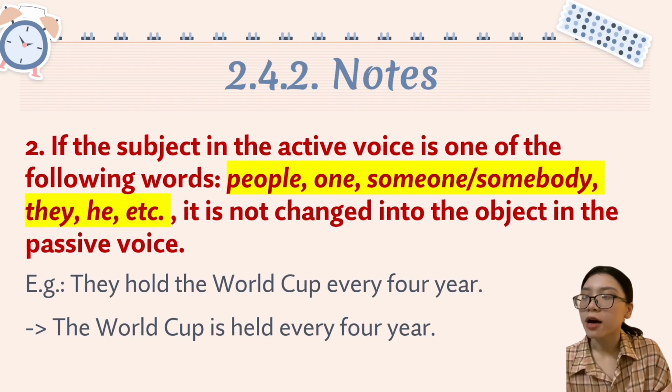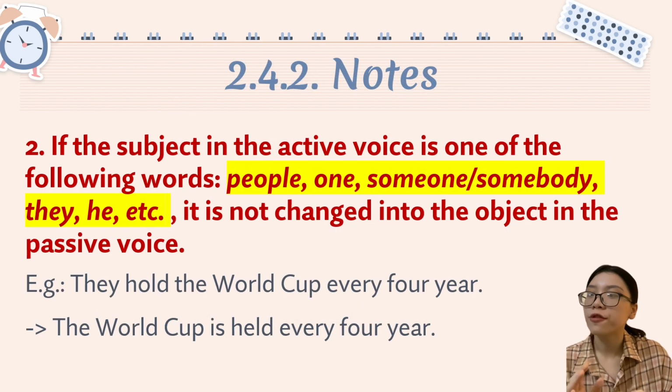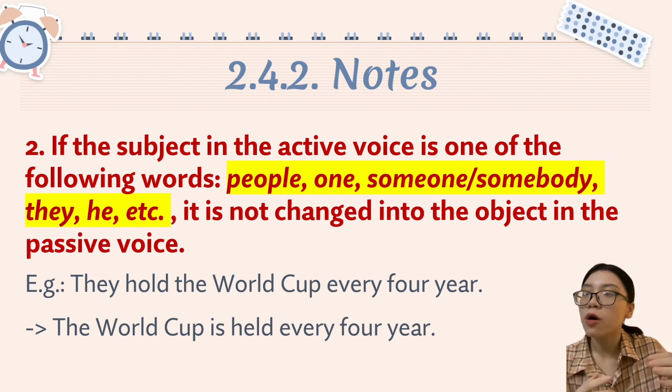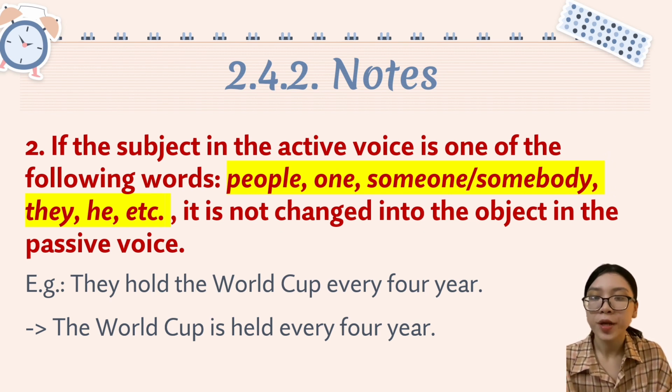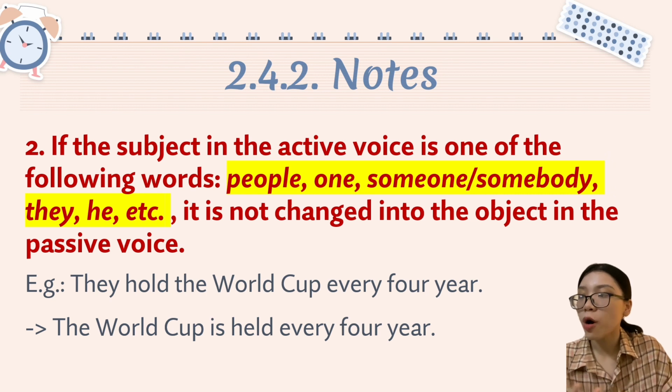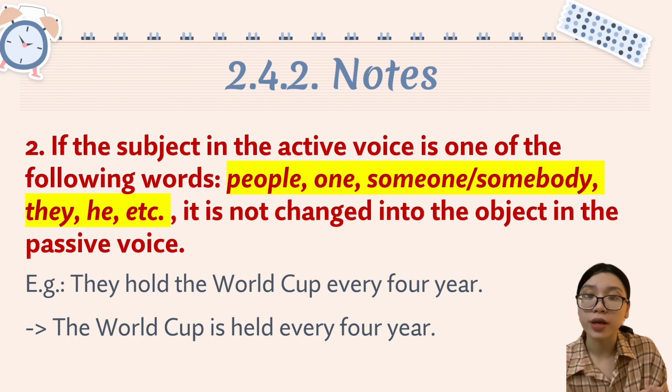Secondly, if the subject of the active voice is one of the following words, like people, one, someone, somebody, they, it is not changed into the object in the passive voice. Here's the example: We hold the World Cup every 4 years. Okay, so we change this sentence into passive voice. We don't need to say by them. So our sentence is: The World Cup is held every 4 years.